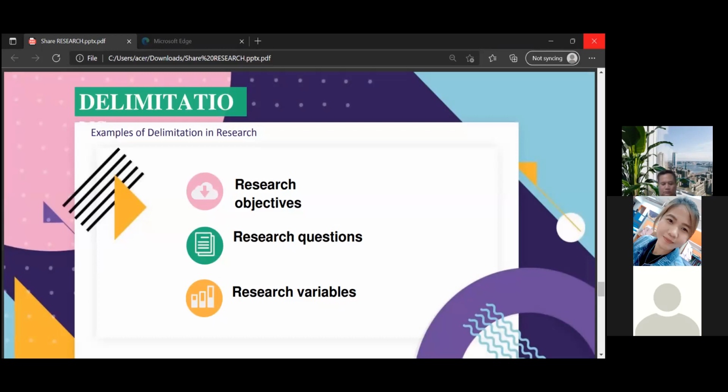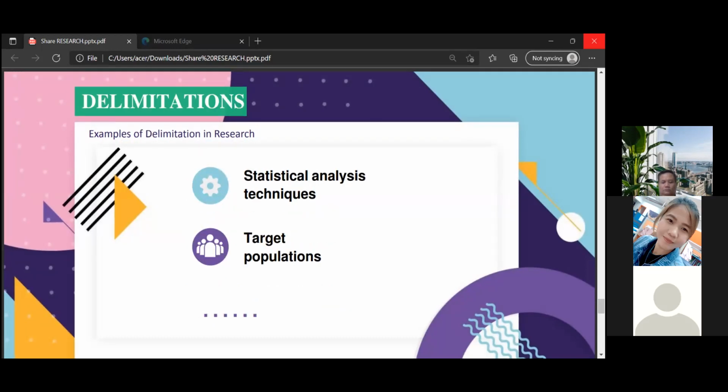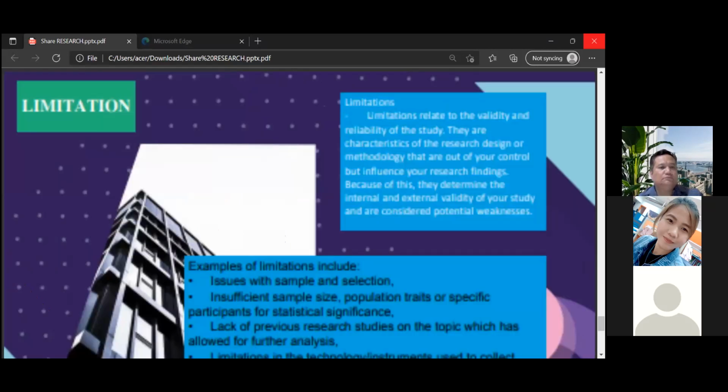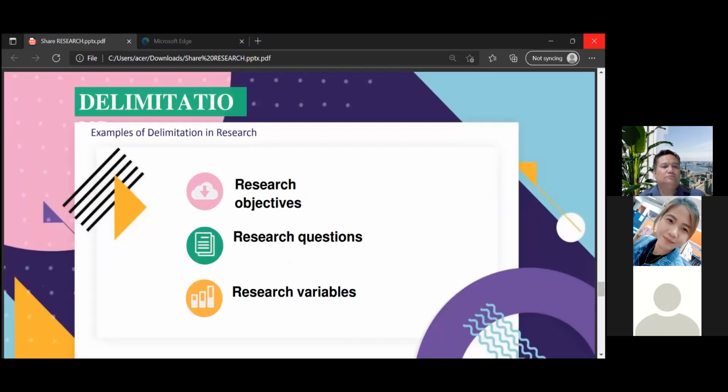First, the research objectives. Then the second is the research questions. And the last one is the research variables. Then we have also statistical analysis techniques and the target populations. Those are the examples of delimitations in research. So those 5: research objectives, research questions, research variables, target populations, and statistical analysis techniques are examples of delimitations. So we must consider yung mga factors po doon sa research objectives, doon sa nasabi pong example.